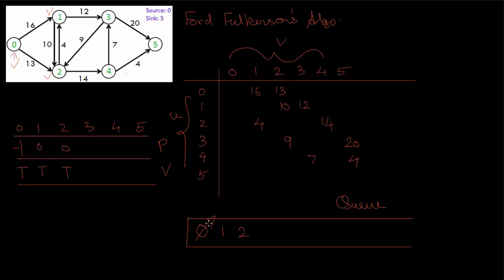The next step is to dequeue 1 because in the queue you follow the rule first in, first out. So 1 came before 2, that's why 1 will be dequeued first.